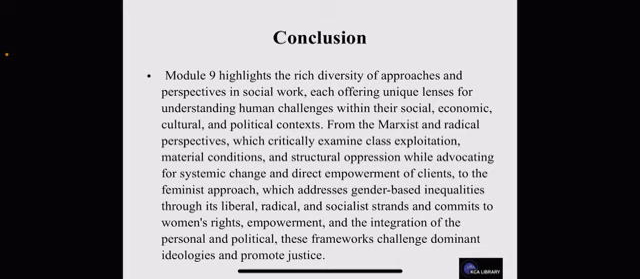So in conclusion, this module, module 9, has been able to highlight the rich diversity of approaches and perspectives in social work, each of them offering unique lenses for understanding human challenges within their social, economic, cultural, and political context. From the Marxist and radical perspective, which critically examines class exploitation, material conditions, and structural oppression, while advocating for systemic change and direct empowerment of clients, to the feminist approach, which addresses gender-based inequalities through its liberal, radical, and socialist strands, and commits to women's rights, empowerment, and integration of the personal and political. These frameworks challenge dominant ideologies and promote justice.